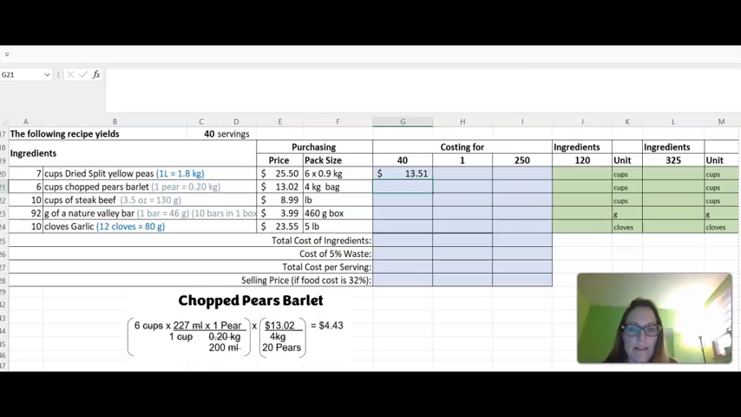For our formula, we're pressing the equal sign, and then we're going to open bracket, and we're going to click on our 6 here, and then we're going to multiply by 227, and then we're going to divide by our 200, and then we're going to close the bracket, and we're going to multiply by our price per unit. So open bracket, and then we can click on our 1302, and then we're going to divide by our 20, and close the bracket and press enter, and we get $4.43.